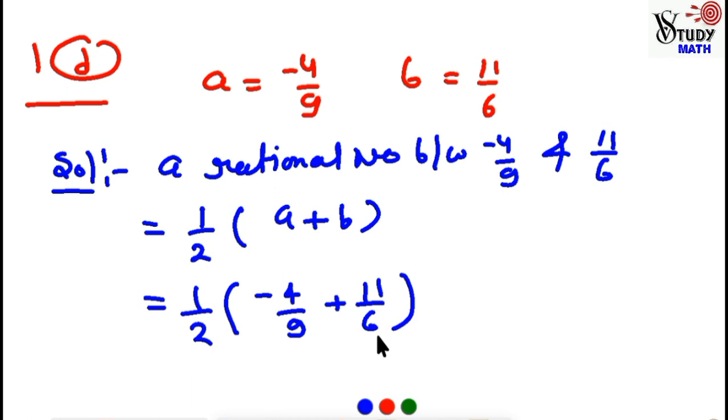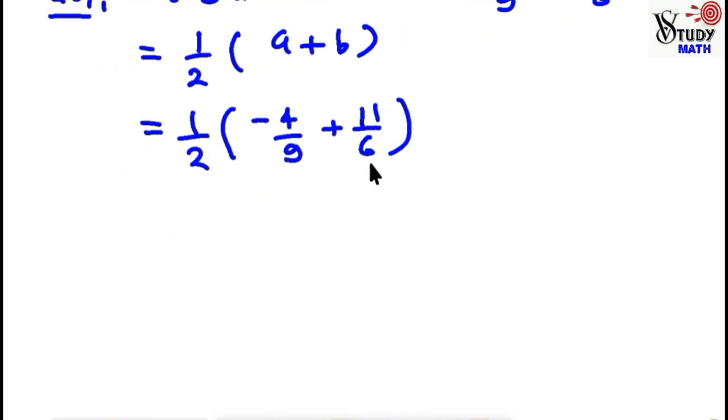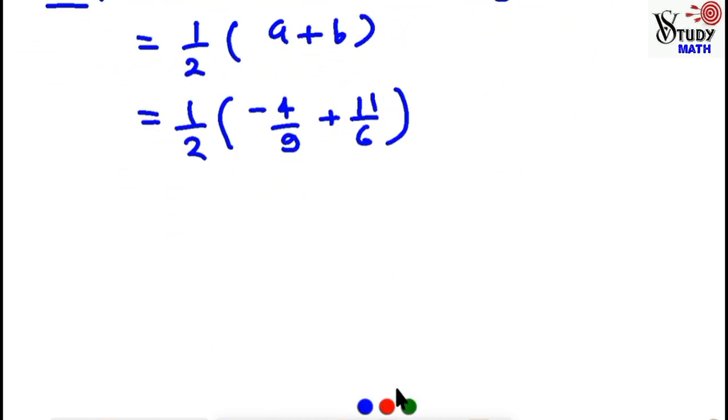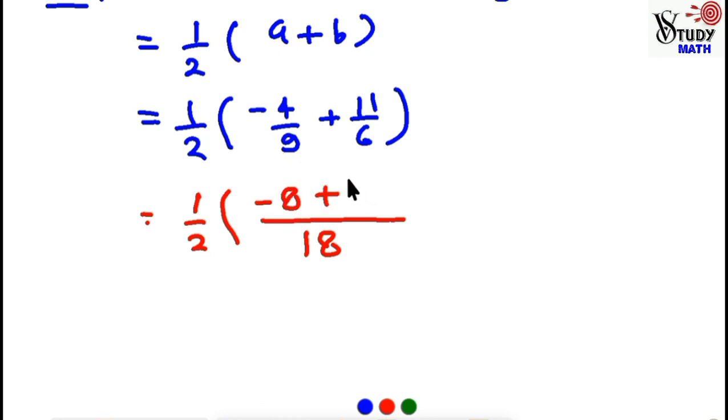Now what do we do? We take the LCM of 9 and 6. The LCM of 9 and 6 will be 18. So 9 times 2 is 18; 2 is going to multiply negative 4 and becomes negative 8. 6 times 3 is 18; 3 is going to multiply 11 and becomes 33.